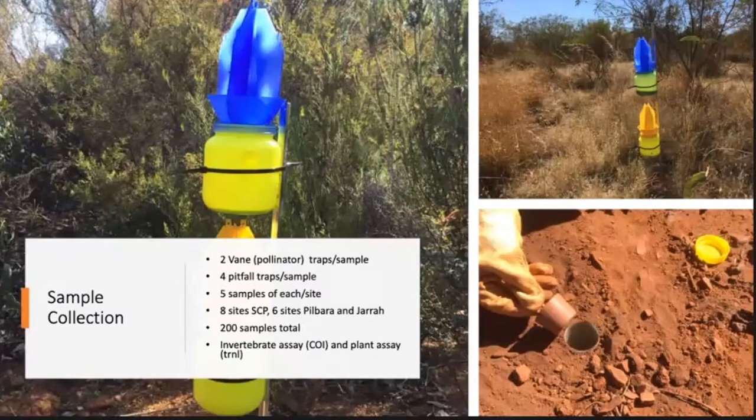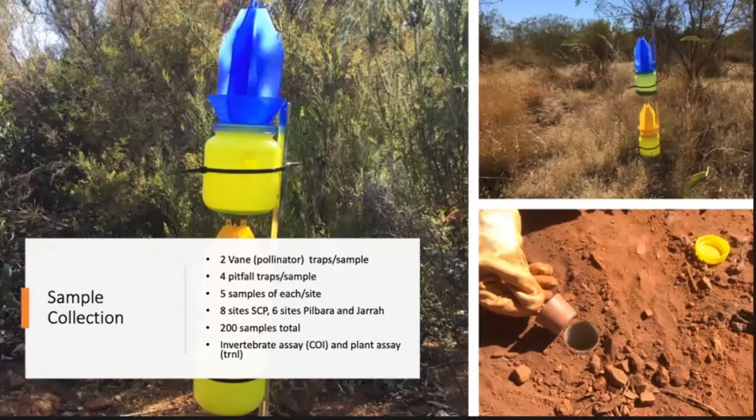So for sample collection, we collected from 2 different types of traps: vein traps to collect flying insects and pollinators, and pitfall traps. There were 2 vein traps per sample and 4 pitfall traps per sample and 5 samples for each site. So that's the restoration sites and the reference sites. So in total, there were 200 samples because the vein traps and pitfall traps were kept separate.